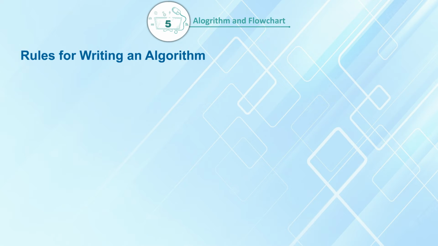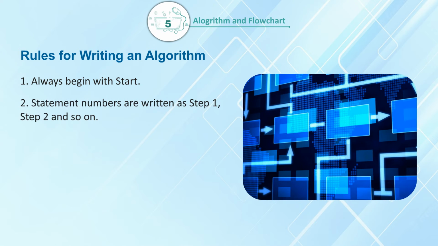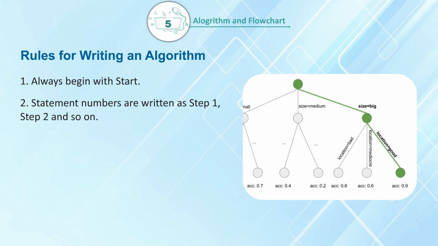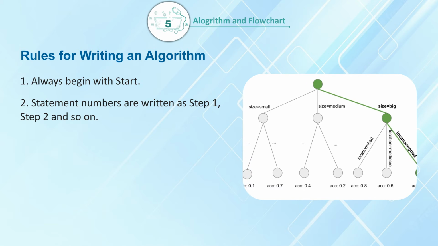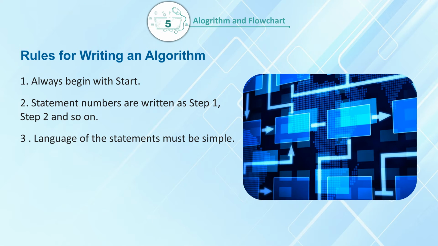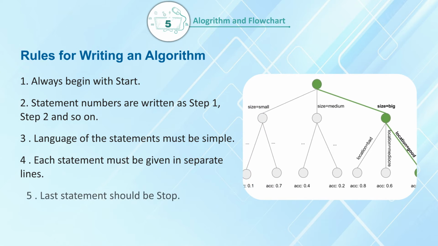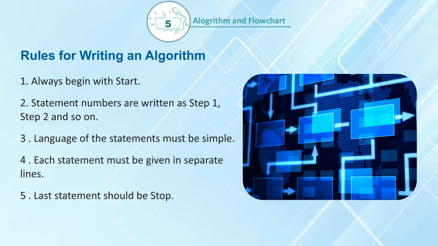Rules for writing an algorithm: always begin with start. Statement numbers are written as step 1, step 2, and so on. Language of the statements must be simple. Each statement must be given in separate lines. Last statement should be stop.